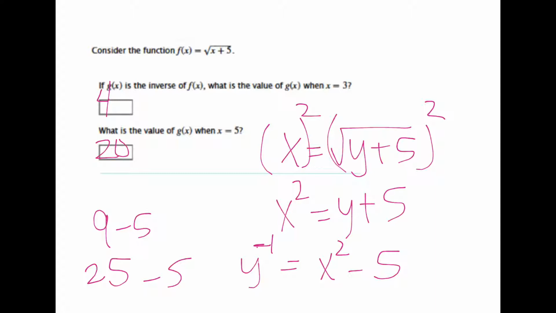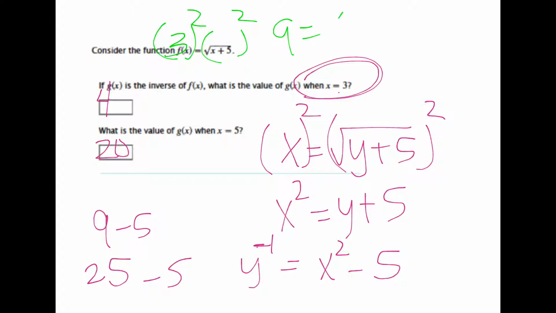Or you could plug, if you know this is x, if you're trying to find it for the inverse, you could always just plug it into the y value and solve it like this. You'd get 9 equals x plus 5, and you'd still get the same answer as a 4. But I'm not sure if you'll remember that way. So I went ahead and found the inverse and then just plugged it in.